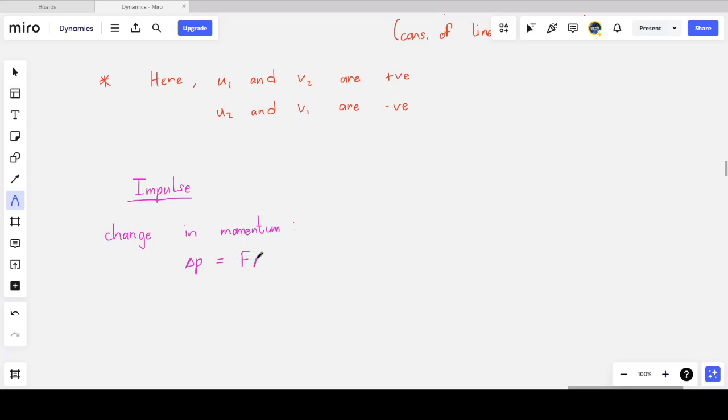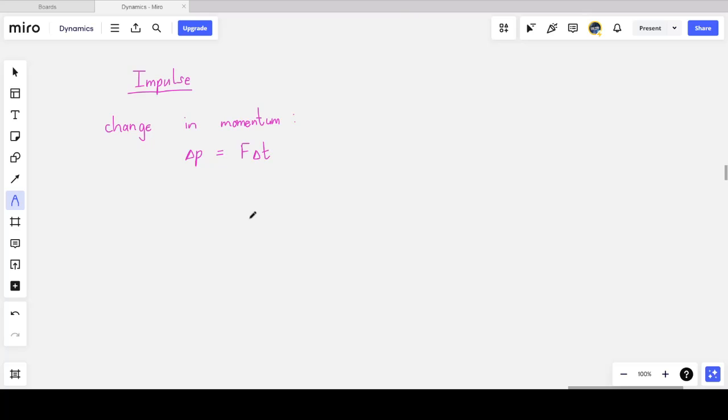And from Newton's second law, this is F delta t, because F is delta p by delta t. So basically, how you would think about this is, again, I'll use the idea of a ball, but this time the ball is moving to the right and it's approaching a wall.